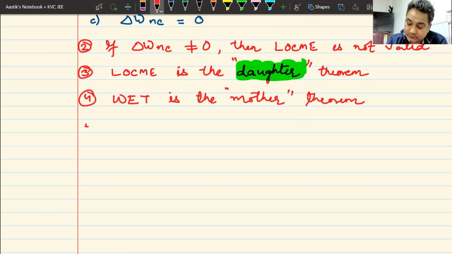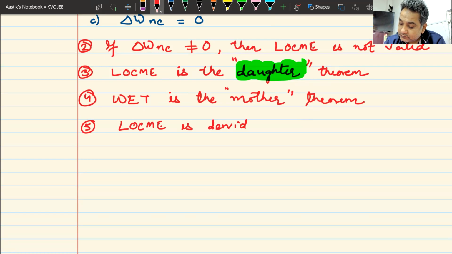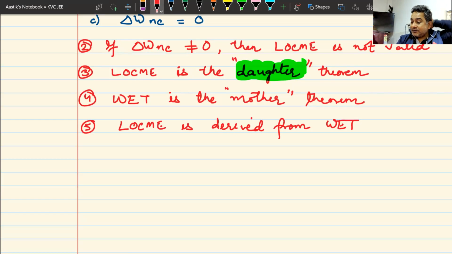That means LOCME is derived. Okay, the spelling is wrong. Let me correct it. LOCME is derived from the work energy theorem.